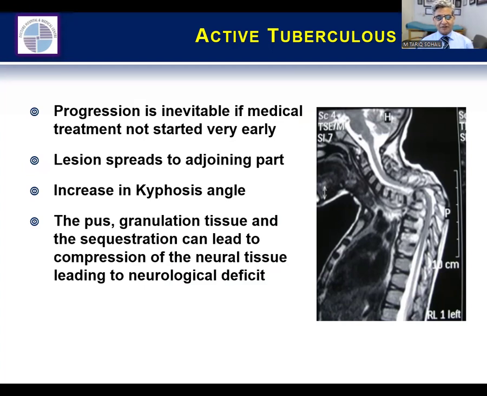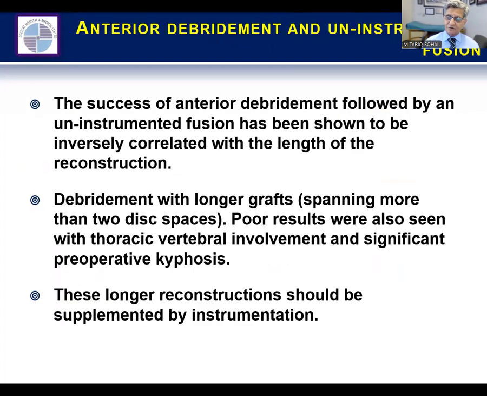The lesion can spread to adjacent parts, both proximal and distal. There is an increase in the kyphosis angle, and the pus and granulation tissue in this custom lead to further compression of neural tissue, and along with that, there may be some vascular element that plays a part in kyphosis, and also in the neurological deficit. The basic principle of the treatment is anterior decompression, followed by either leaving it alone.